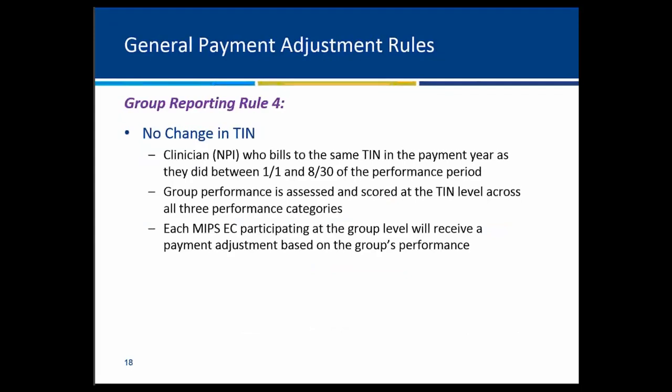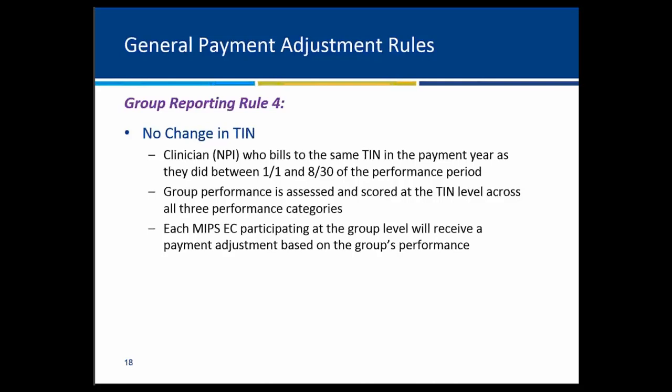Okay, let's look at some group reporting. Let's look at rule number 4. This is, again, no change in the TIN. This is what we hope, and this is the most simple. This is the clinician who bills to the same TIN in the payment year as they did between 1/1 and 8/30 of the performance period. The group performance is assessed and scored at the TIN level across all 3 categories, or 4 starting next year.